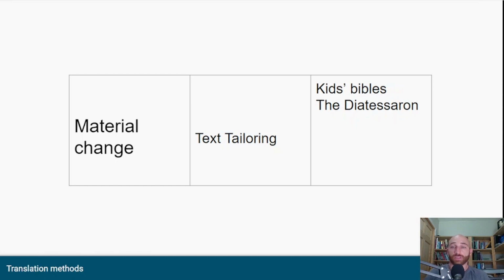The Diatessaron is another one. This is the oldest harmony of the Gospels. It is done in Syriac. Basically it was a compilation of all four Gospels, rewritten to give a comprehensive life of Jesus. Again, does that count as a translation? I don't know. This is on the fringes of what we mean by translation today. But this is the point: people are doing all kinds of things like this with the Bible.